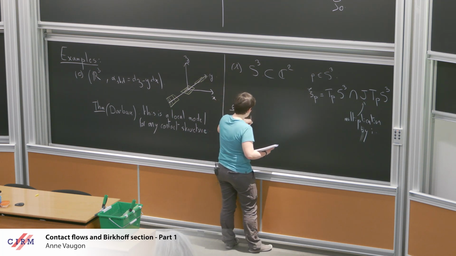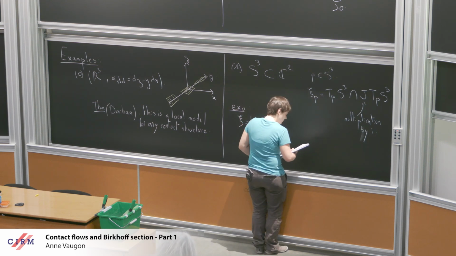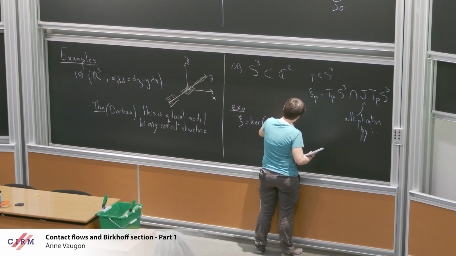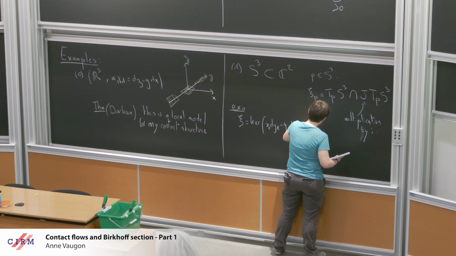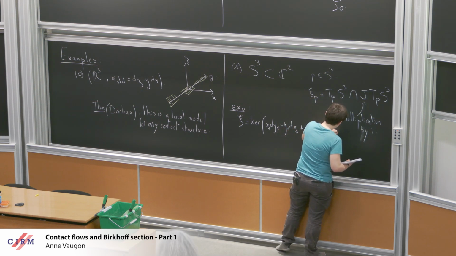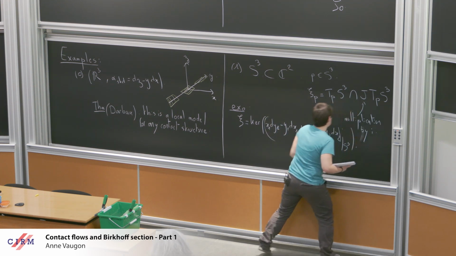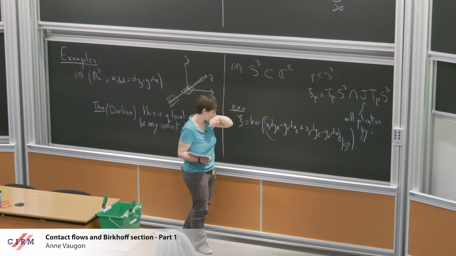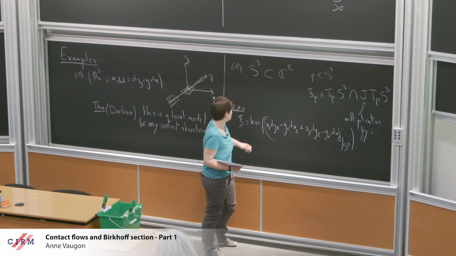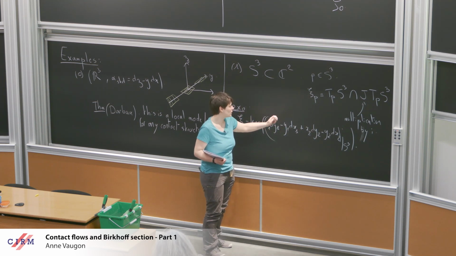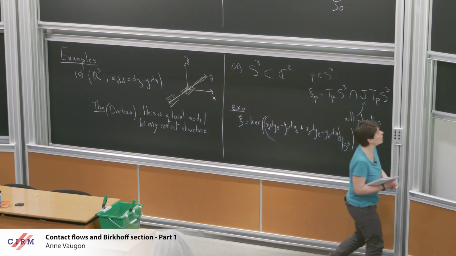You can check that this is a kernel of x1 dy1 minus y1 dx1 plus the same x2 dy2 minus y2 dx2, so this is on S3 with x1, y1, x2, y2 standard coordinates on R4.